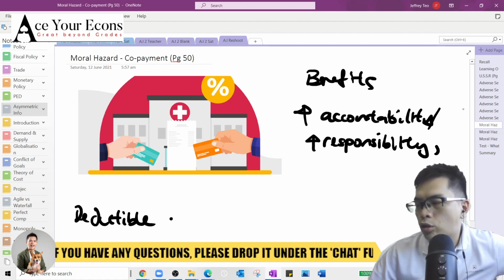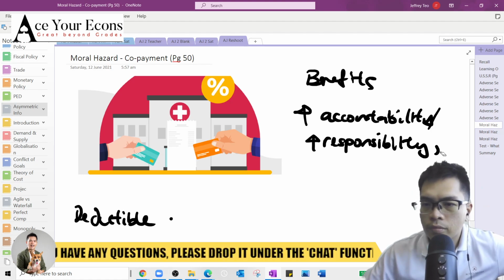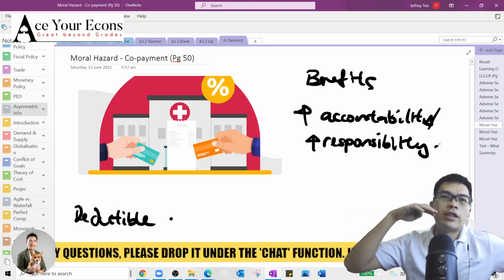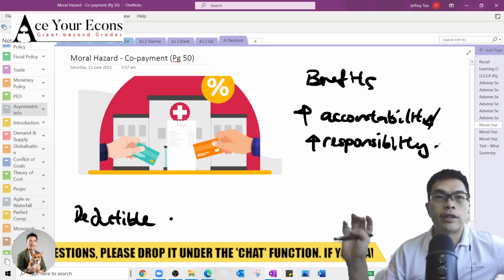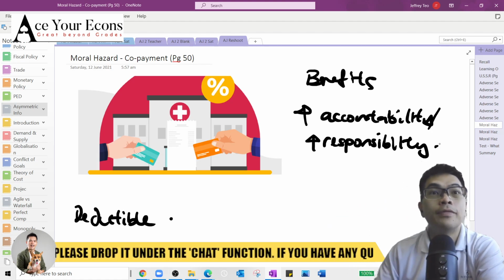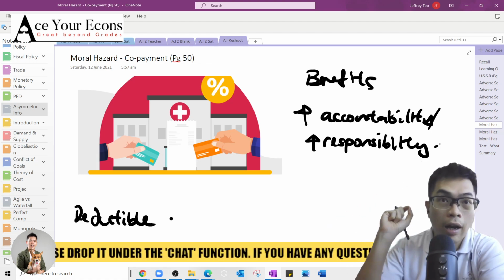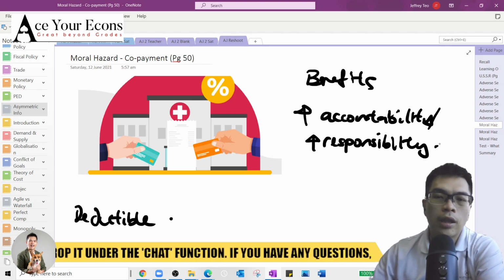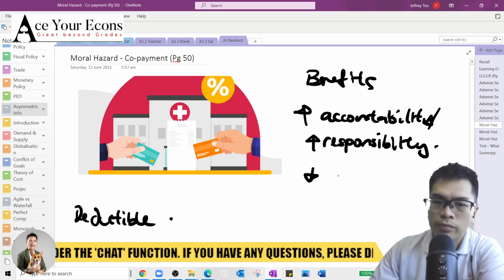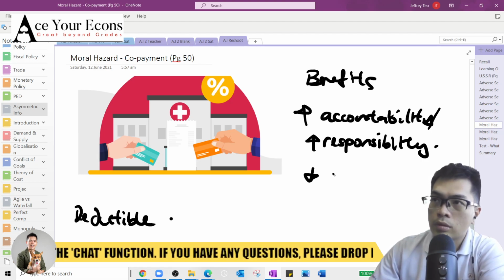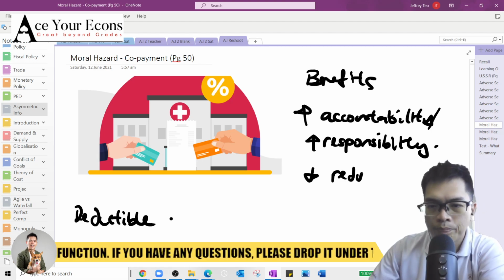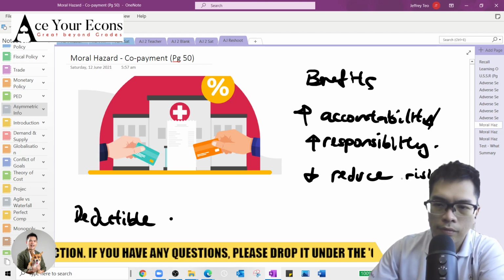reducing opportunistic behavior. Earlier on, we see that under adverse selection, signaling and screening is about equalizing information. But for this one, it is a little bit different. It is to hold the risk taker accountable or responsible, and this will reduce risk seeking behavior.